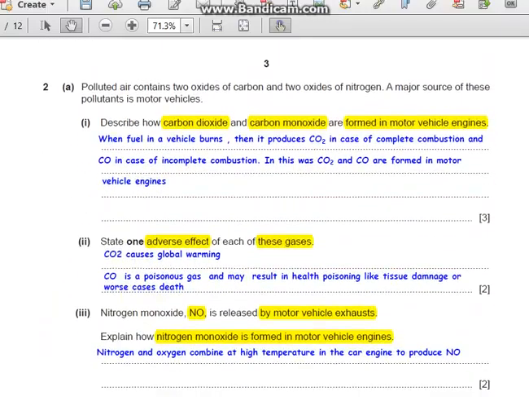This question is a theory question based on polluted air, the oxides that it contains, and the major sources of these pollutants, the adverse effects, etc.